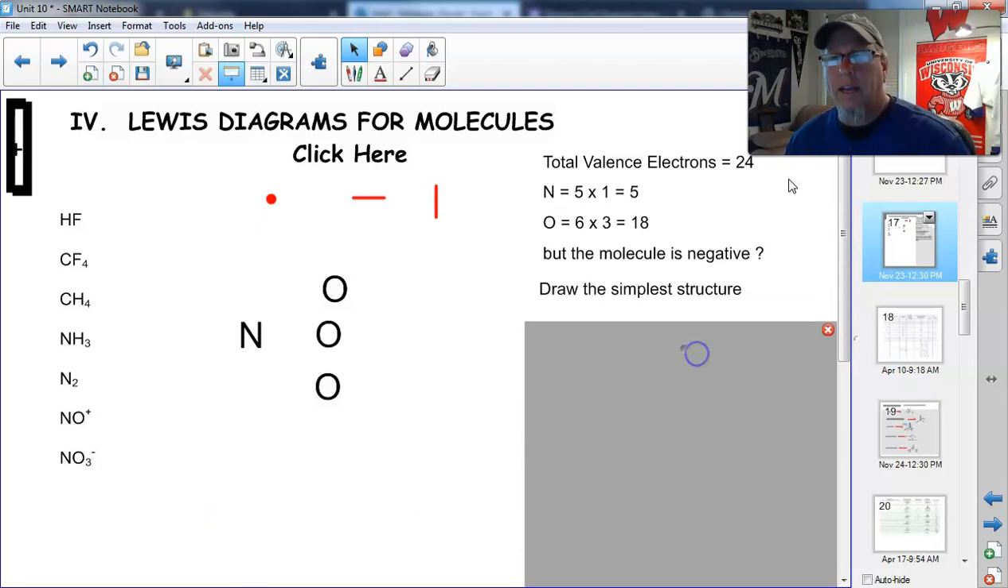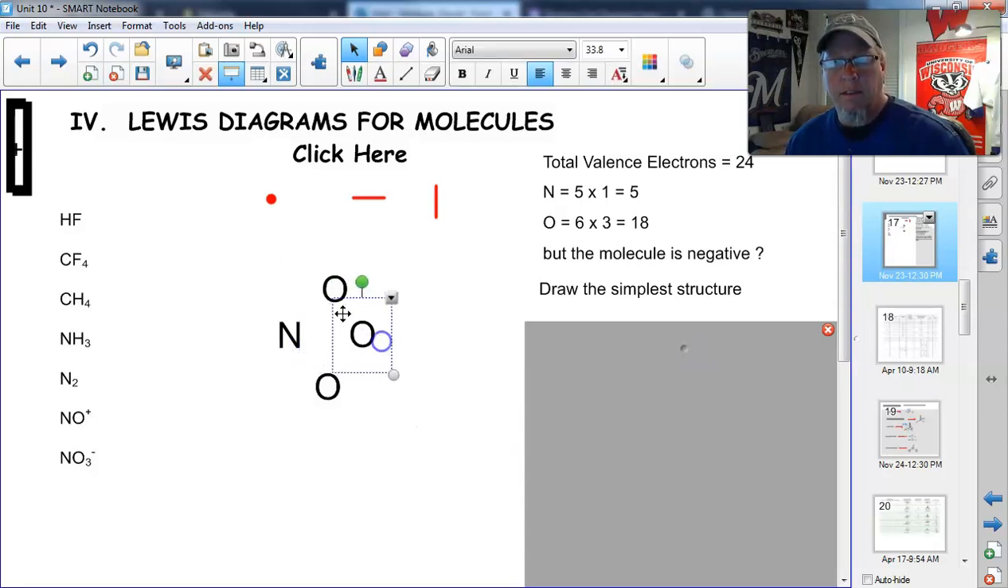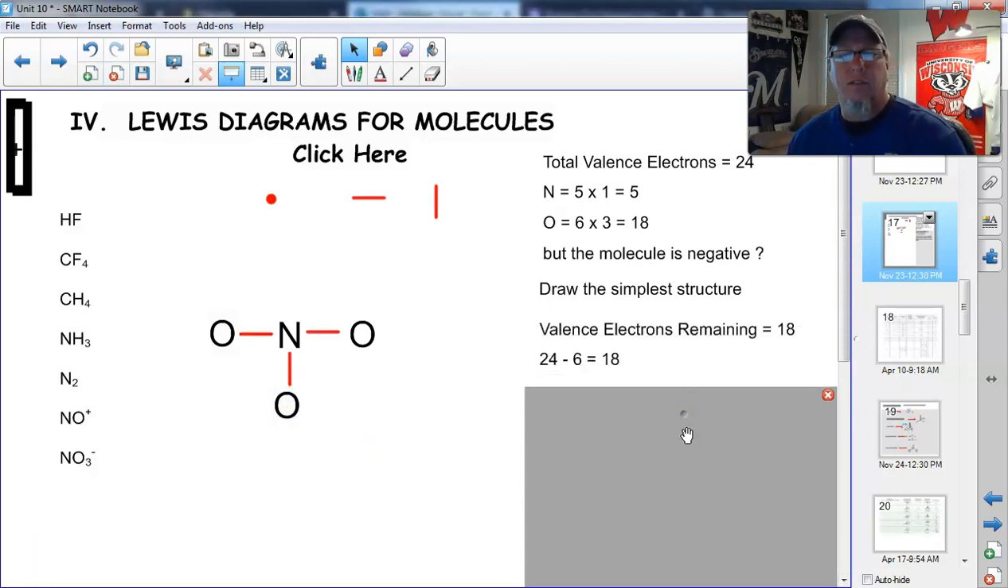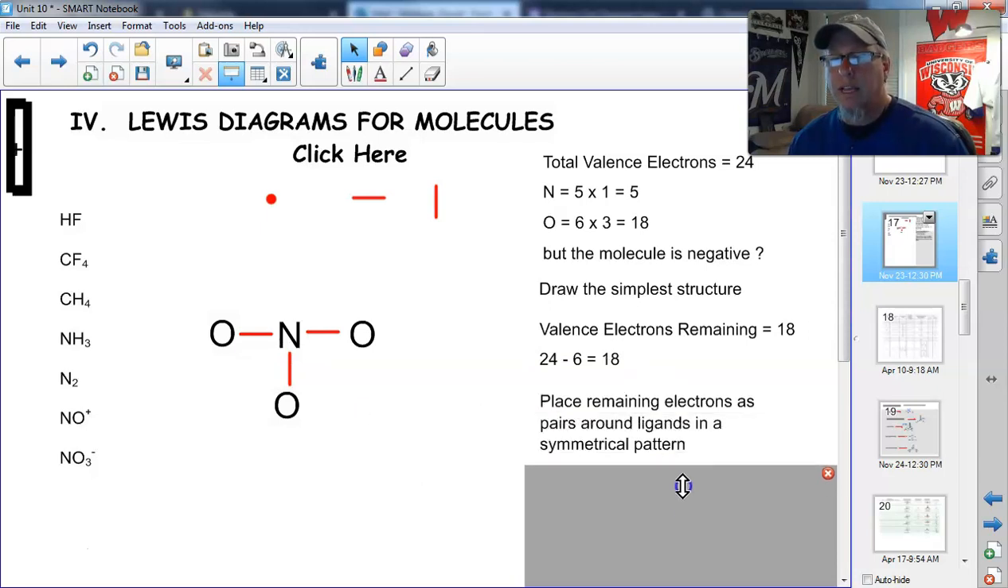So once I do that, now that I know the total number of electrons, I'm going to draw the simplest structure I can. The simplest structure that I can probably looks something like this. And I'm going to now put my bonds in. Now that I put those bonds in, I can count up how many electrons I have remaining. I think I have 18 electrons remaining because I used 2, 4, 6 electrons. So 24 minus 6 gives me 18. So I'm going to put those 18 electrons in on the ligands.